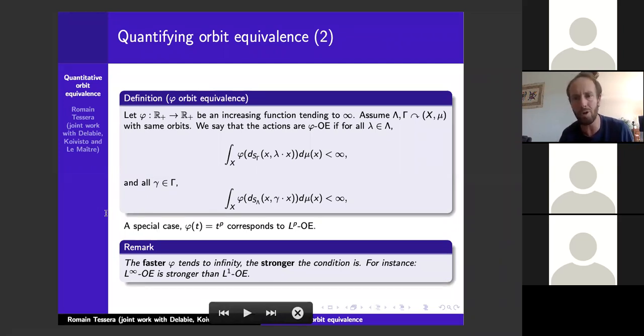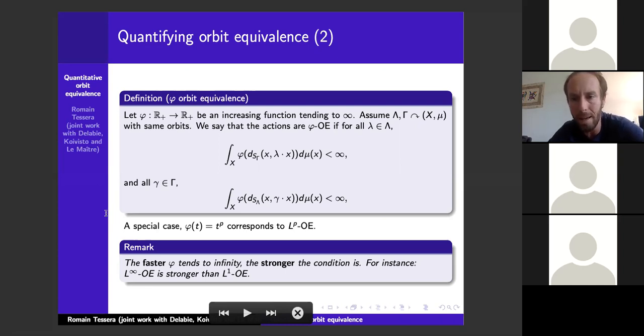This is because we want to capture all the possibilities that may happen in the Ornstein-Weiss theorem, okay? Because in the Ornstein-Weiss theorem, whenever you have two amenable groups that are going to be orbit equivalent, there will exist a function for which your orbit equivalence is going to be phi orbit equivalent. It's easy to construct. There will always be a function such as this one, increasing and tending to infinity, such that you will have this, okay? But the question is, what constraint can we put on this function? Okay, and this is what we are going to do now.